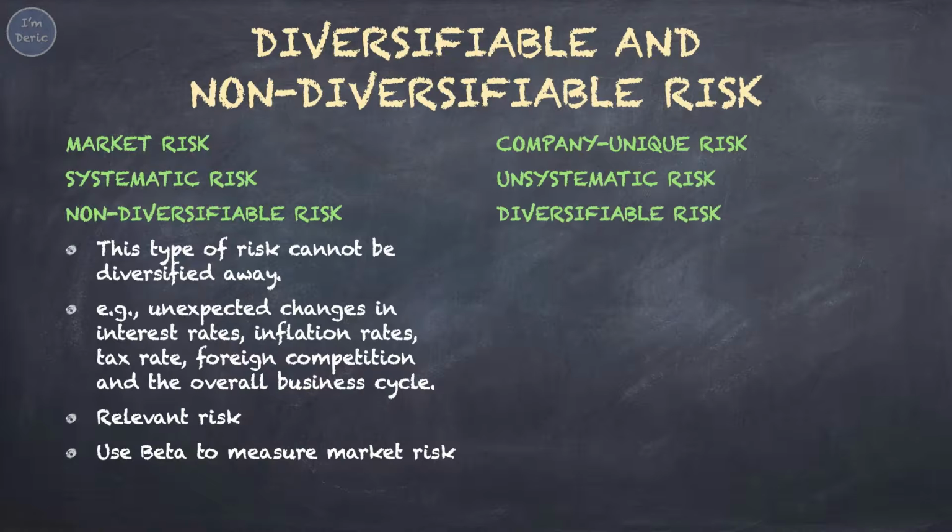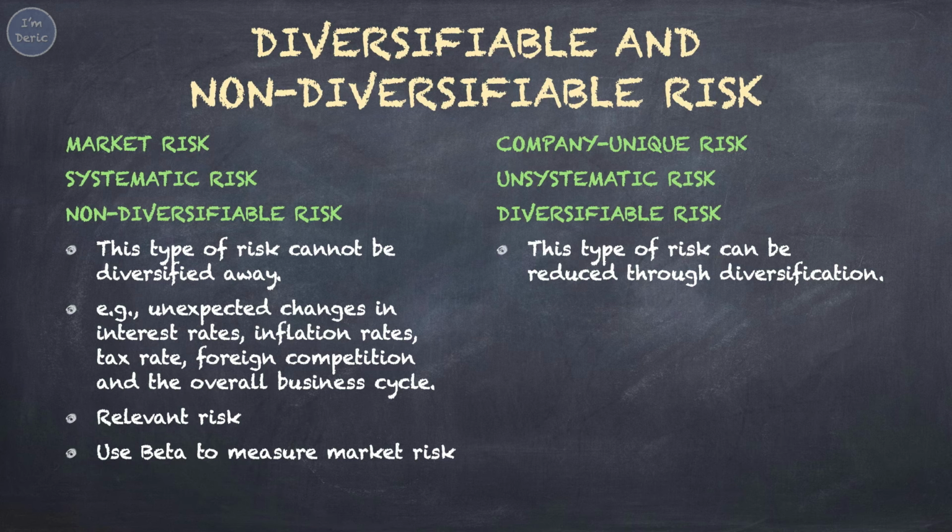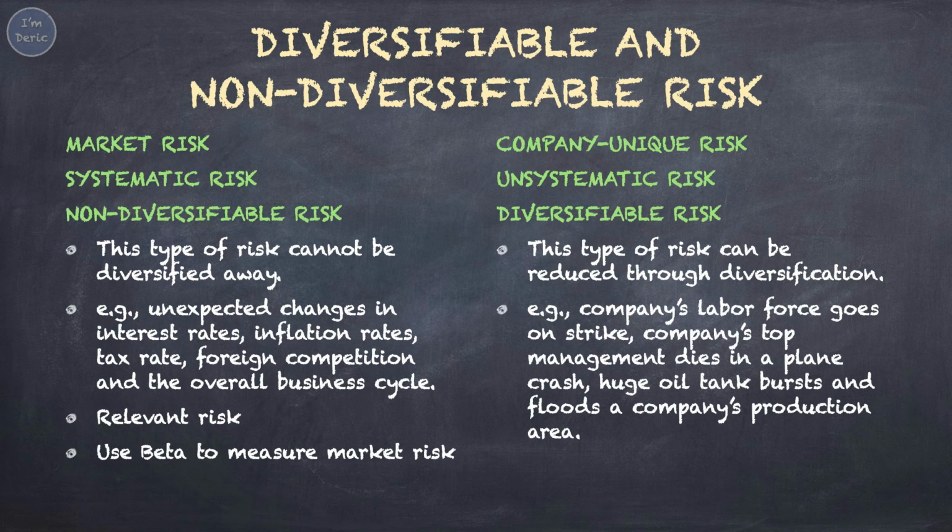Another type is company-unique risk, also called unsystematic risk or diversifiable risk. This type of risk can be reduced through diversification. For example, a company's labor force goes on strike, a company's top management dies in a plane crash, or a huge oil tank bursts and floods a company's production area. So, if you invested in 10 companies, when one company didn't perform well, you would still have the other 9 companies to make up the investment return for you. This is what we call diversification.